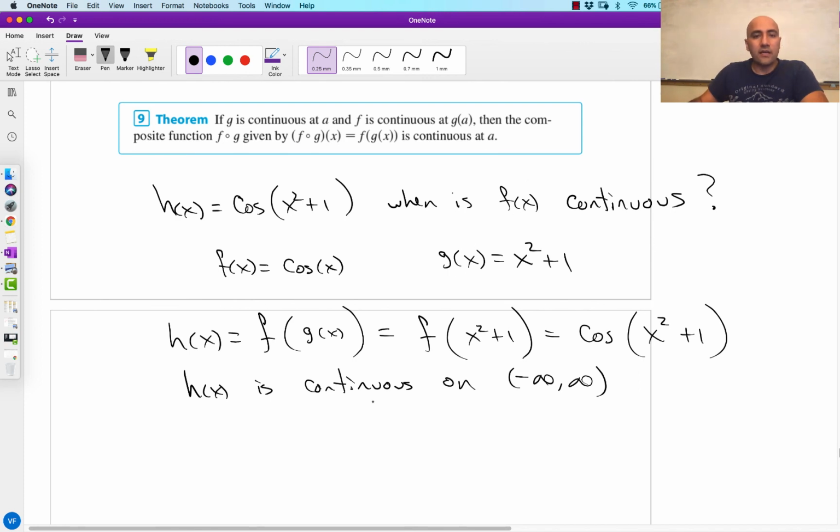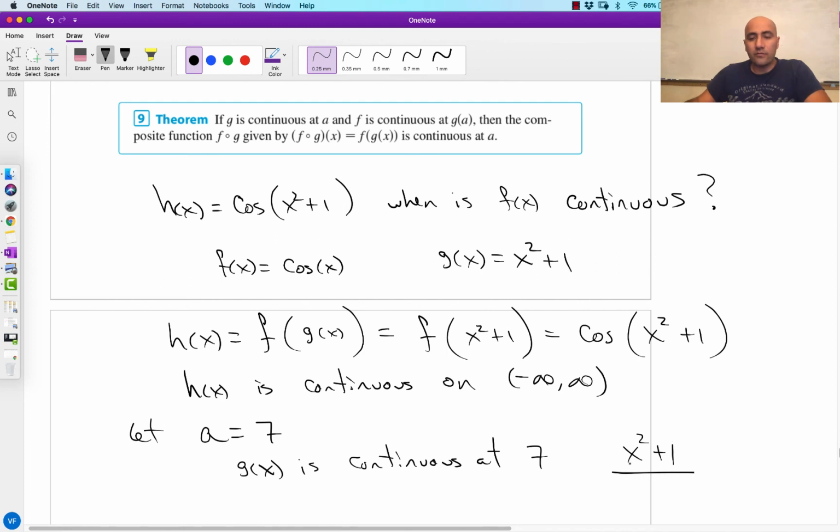So in particular, if we had some value a, let's let a equal 7, just an arbitrary choice. If a is equal to 7, then we know that g of x, the inside one, is going to be continuous at 7. Where g of x was the x squared plus 1, we know it's continuous at 7 because it's a polynomial. We know that all polynomial functions are continuous on their domain, which is all real numbers, so it's definitely going to be continuous there. So we got this part.